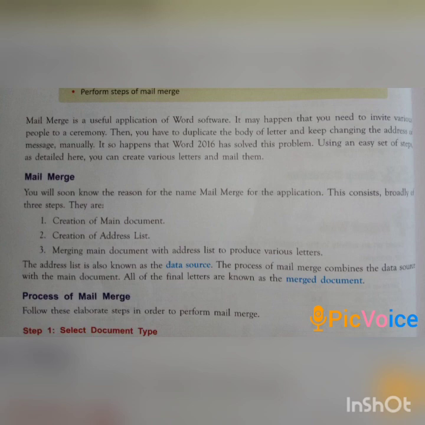Mail merge consists of 3 steps. All of you take your computer book, take page number 48. First step, creation of the main document. Second, creation of the address list. Third, merging the main document with the address list to produce various letters.